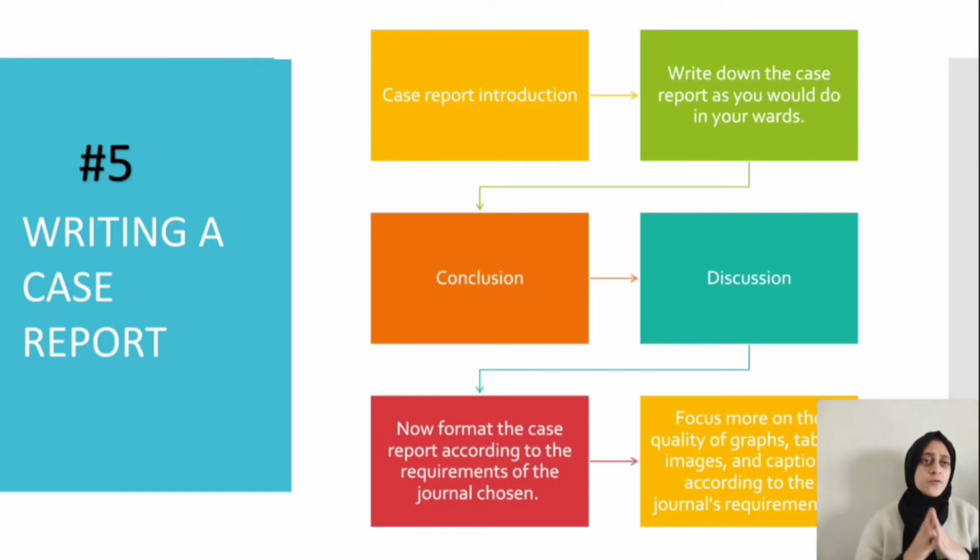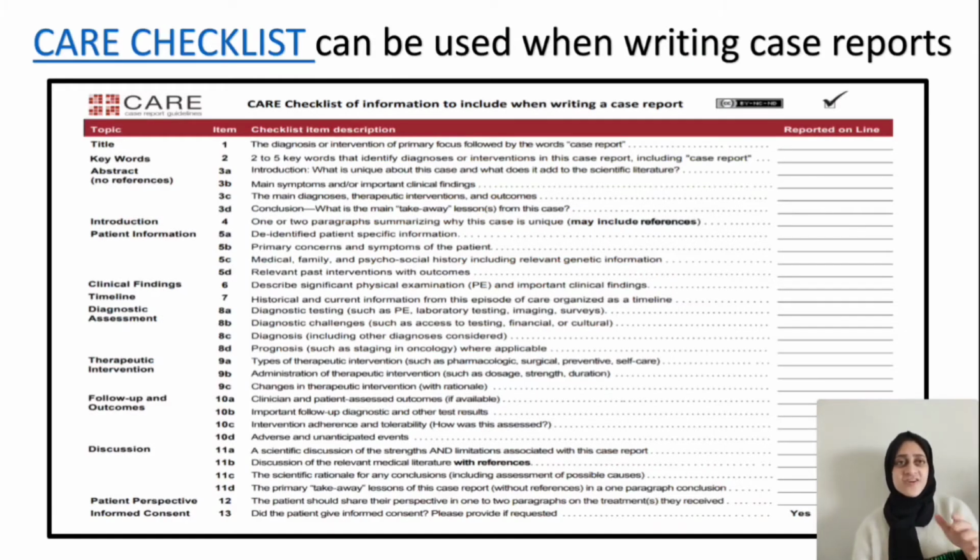And then finally, focusing on the quality of graphs, tables, and images. Nowadays case reports are structured such that a person at first glance could figure out what's going on and what's unique about the case. Journals prefer good quality images explaining everything with good labeling on them, and just a small paragraph of the case report. Now here is a CARE checklist, and this checklist is encouraged for people who are writing case reports, so that you are not missing out on essential information.